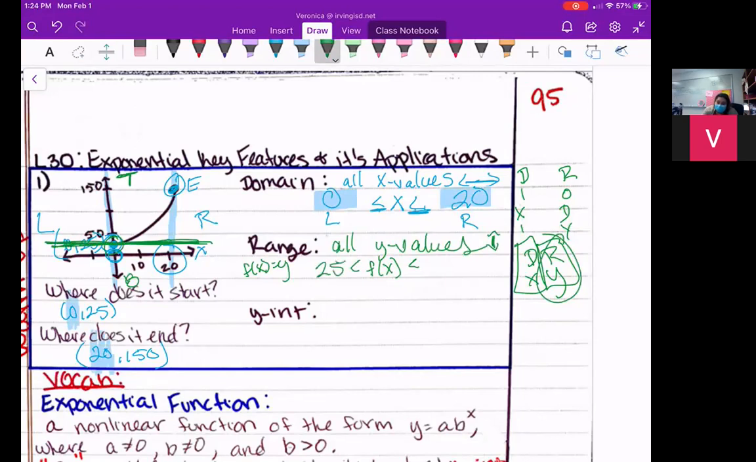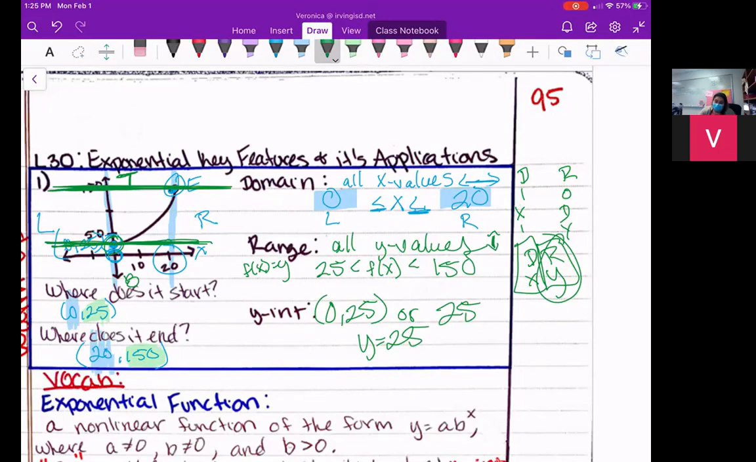Then you go to the top and you do the same thing. So that boundary at the top is at 150, which you will notice is the Y values of where it started and where it ended for this example. Okay, and then obviously our Y-intercept is at 0, 25, or you could just write it as 25, right? Or Y equals 25, same thing.